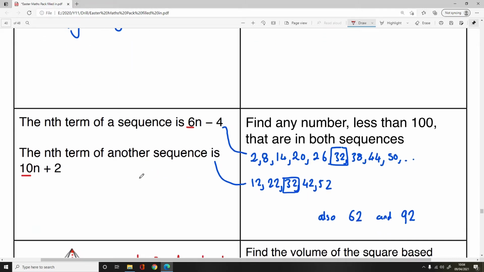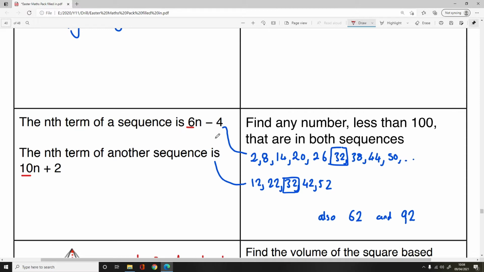Next question is kind of a trial and error approach. So you could, I think, be fooled into thinking, well, I'll set these two equal to each other and solve it. But it doesn't say that it happens at the same point in the sequence, and all n tells you is the point within the sequence. It doesn't tell you the value. So the best way of doing this question is to write out the two sequences in question.